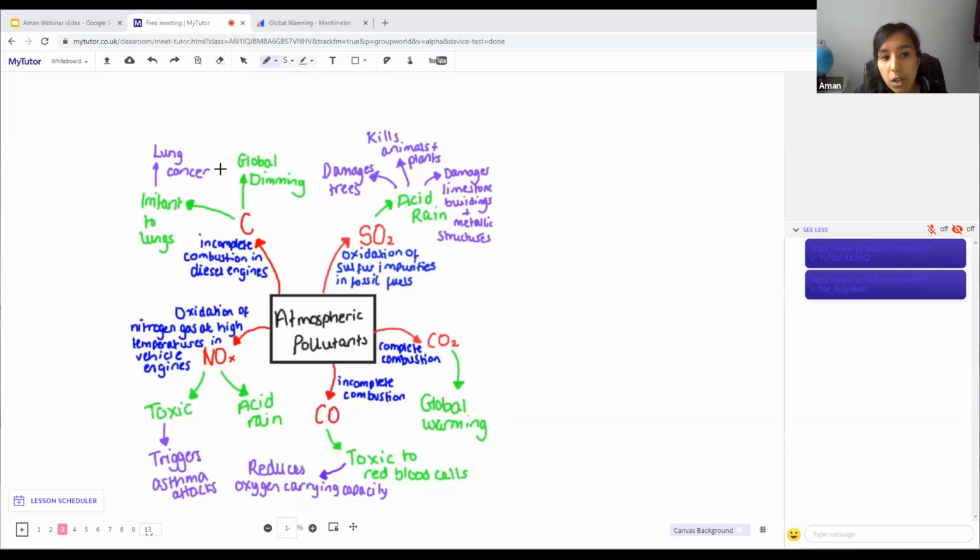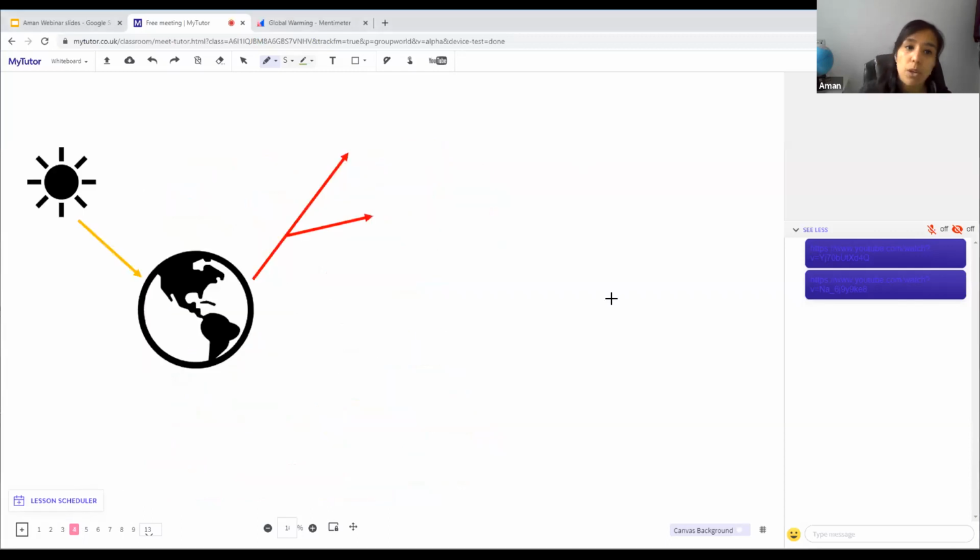The second thing is global dimming. So does anyone know what global dimming is? Any ideas what global dimming is? Yeah, pretty much. So someone has said that it's when light is blocked from entering the atmosphere and the world becomes dimmer. Yeah, really good answers. Great. So what I thought we'd do is I'll just show you this diagram again from last week. So remember when we looked at the greenhouse effect, we filled in this diagram to talk about that. So this time we'll fill it in for global dimming.